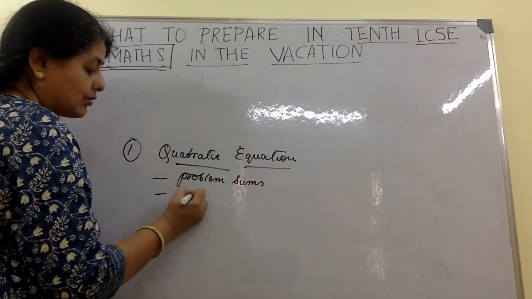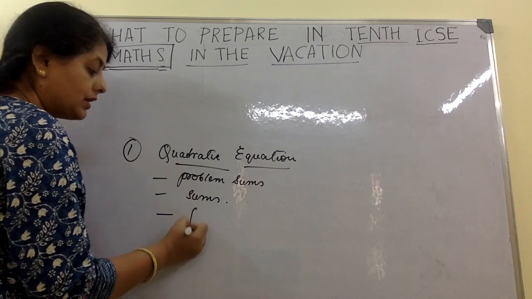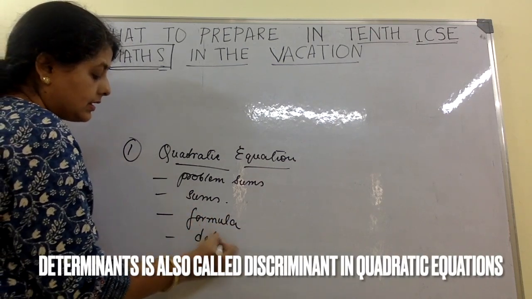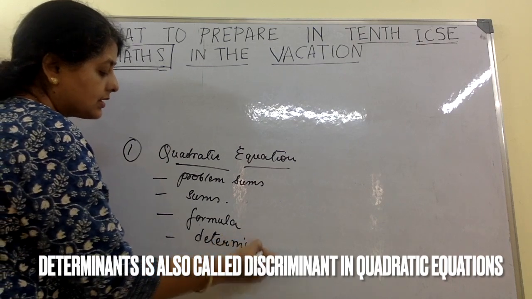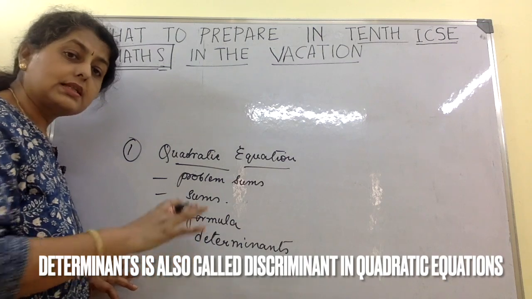Then it has regular questions. Then it has questions without formula. Then you have formula based questions. You have determinants. Questions on determinants are pretty important. So you have these 4 types of questions in this.